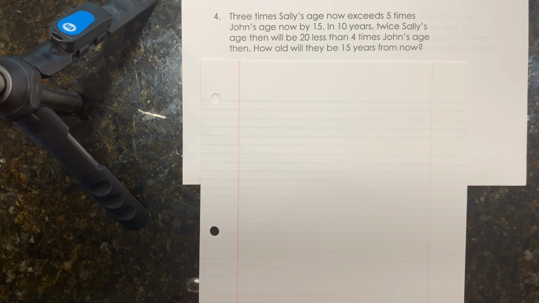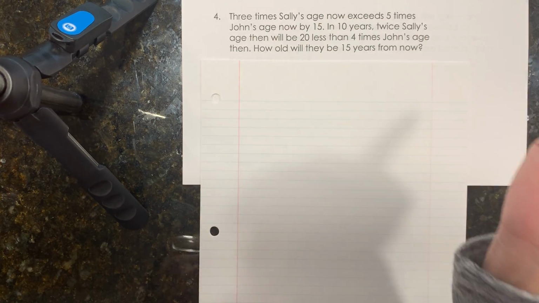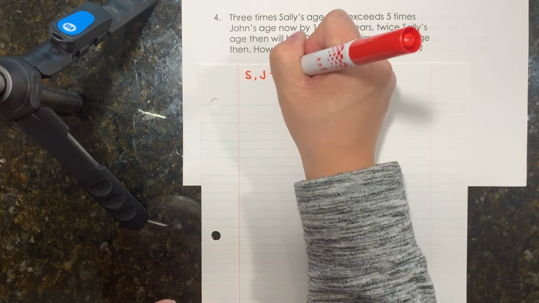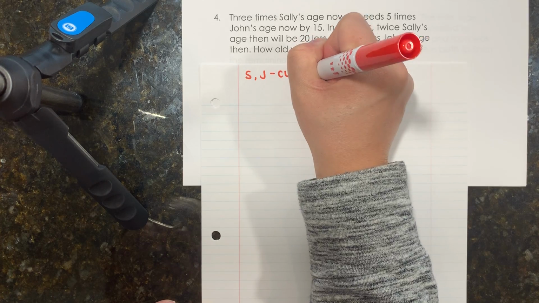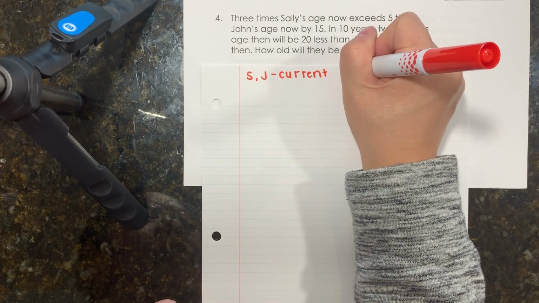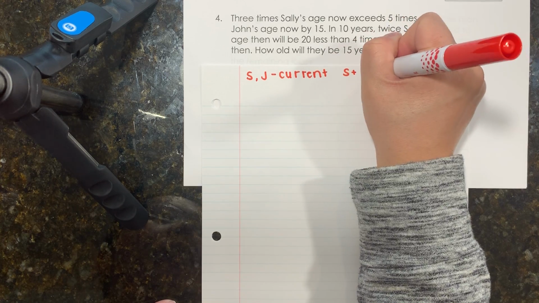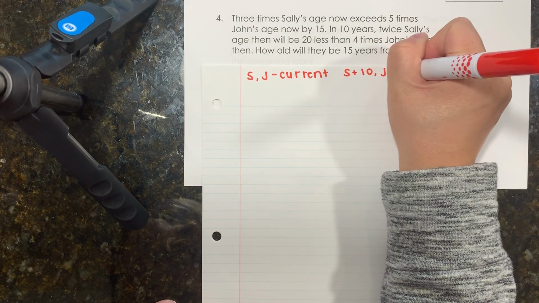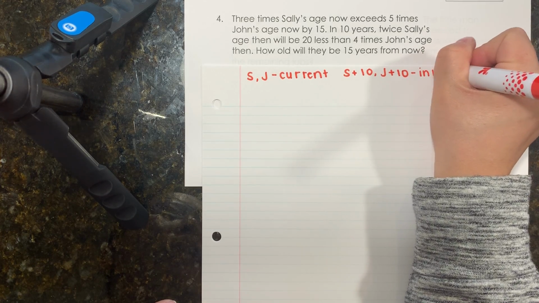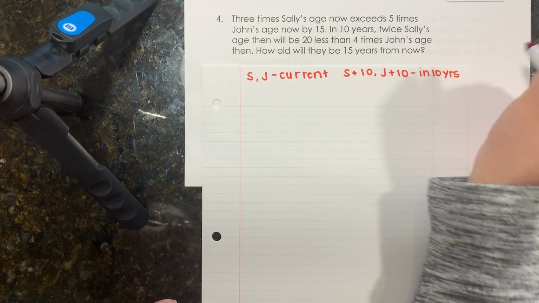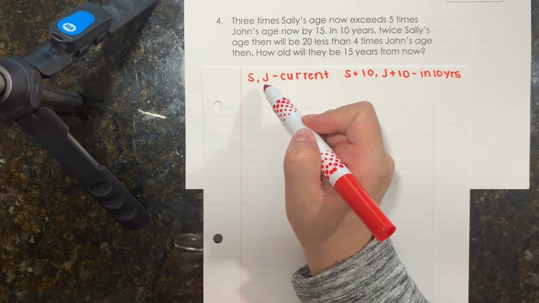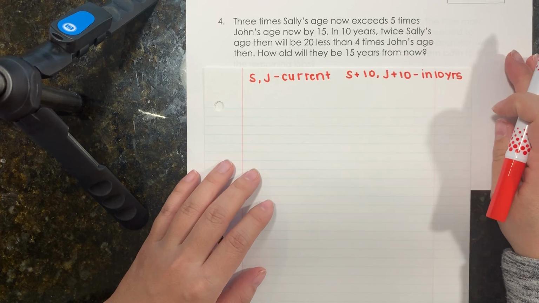So what we need to do is identify Sally and John's current age. S and J are what I denote their current ages by. Then it says in 10 years, so I would need to add 10 years to their current ages. So these are the variables I'll use for in 10 years. And then our answer will be in 15 years, so after I solve for S and J, I have to add 15 to that to solve.